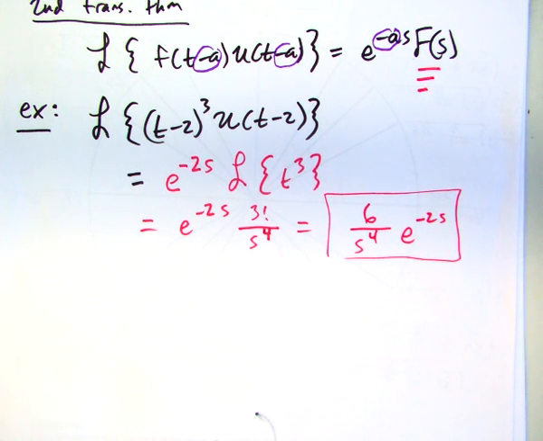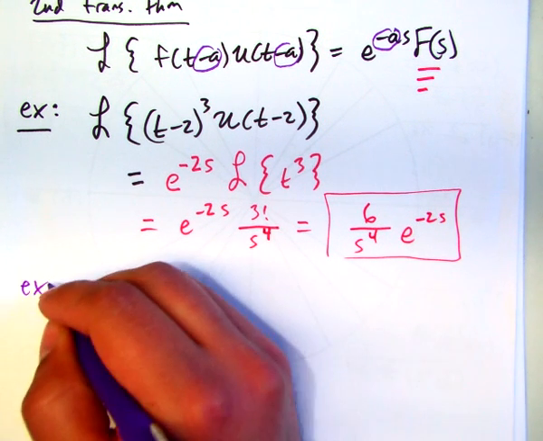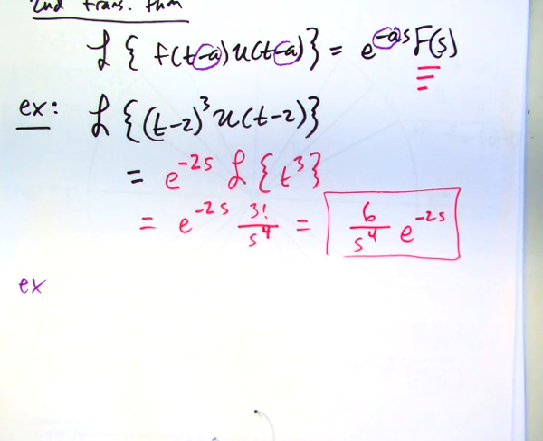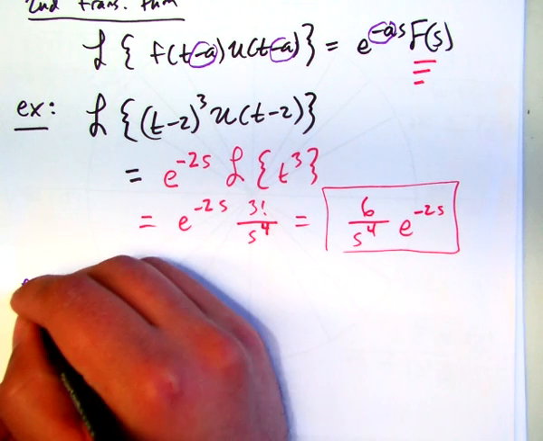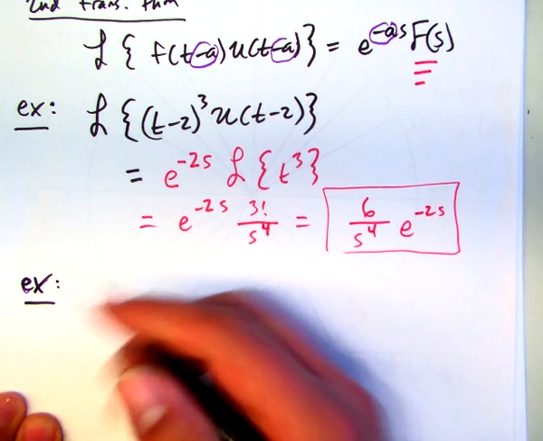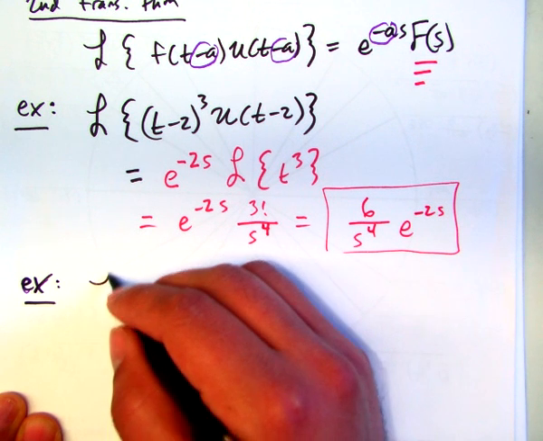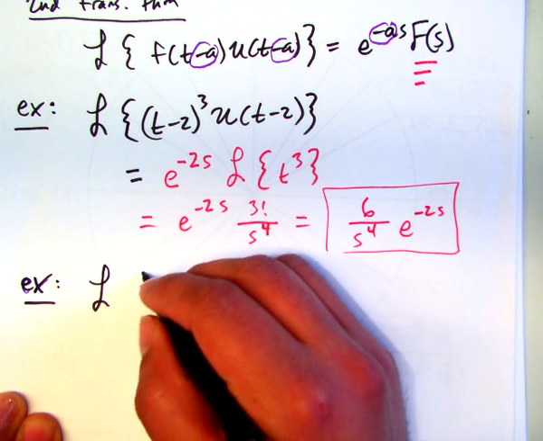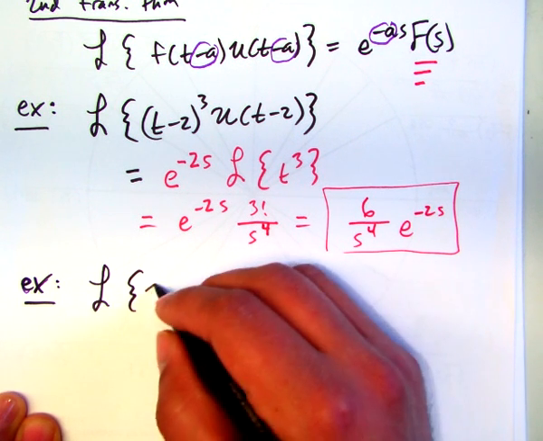Questions so far? Oops, wrong color. Not that it's that difficult, but it's worth mentioning. A lot of times you'll want to just take the transform of the unit step function.